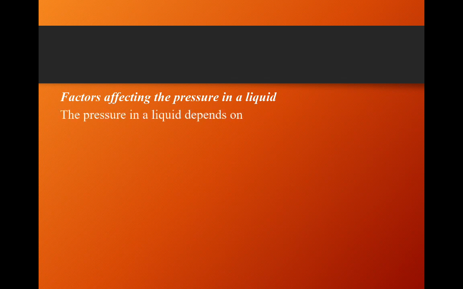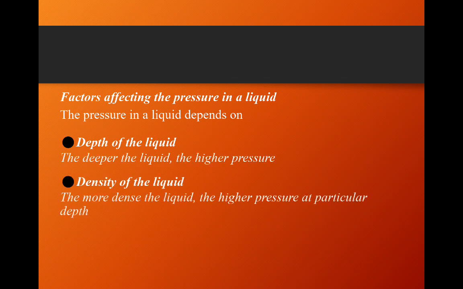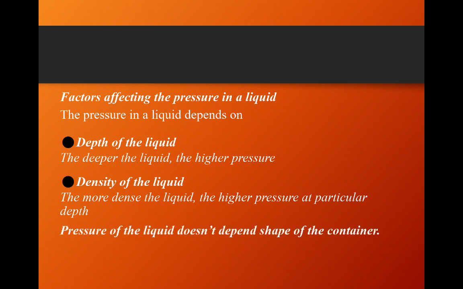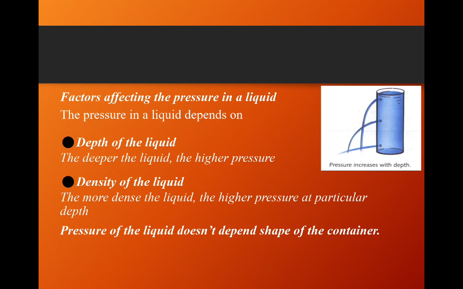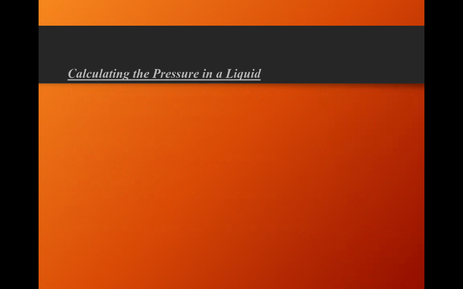Factors affecting the pressure in a liquid. The pressure in a liquid depends on depth of the liquid. The deeper the liquid, the higher the pressure. Density of the liquid. The more dense the liquid, the higher pressure at particular depth. Pressure of the liquid doesn't depend upon the shape of the container. Pressure increases with depth, and the pressure at points A, B, C, and D is the same. So, depth and density matters.